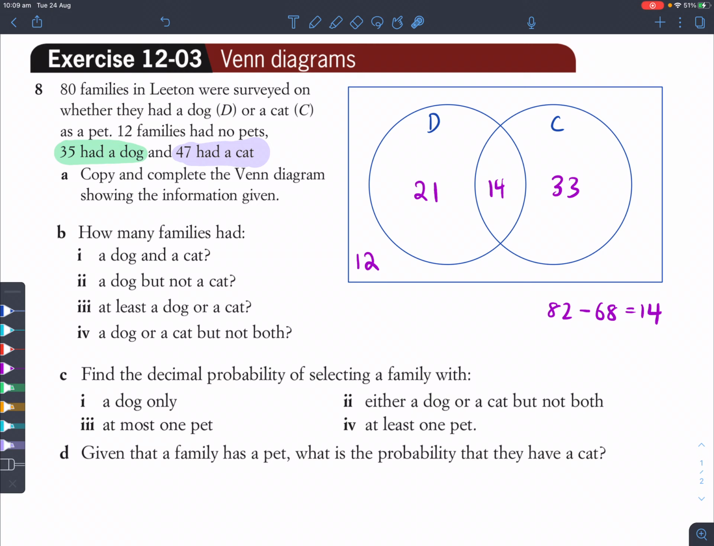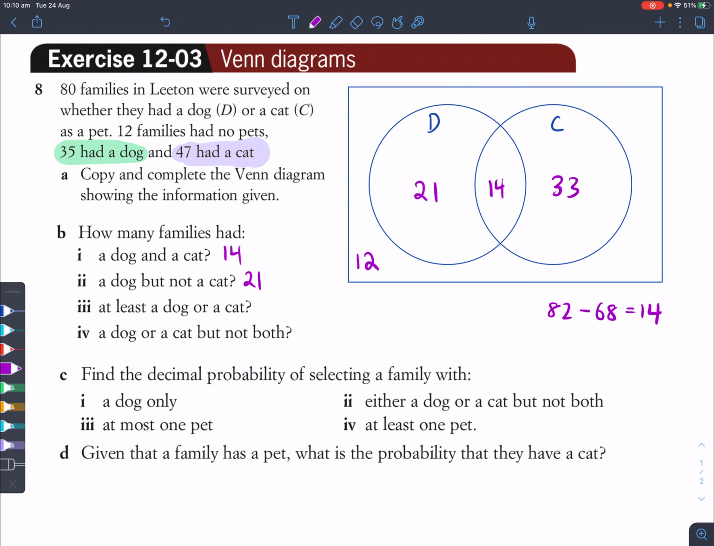Now that the hard work's done, we can go through question B. How many families had a dog and a cat? So the word "and" represents the families who have both of them. And this is indicated by the center number, which is 14. So our answer for that is just 14, right? How many families had a dog but not a cat? So people who had a dog includes these numbers here, but if they don't include people who have a cat, then remove that number, which means only 21 families.